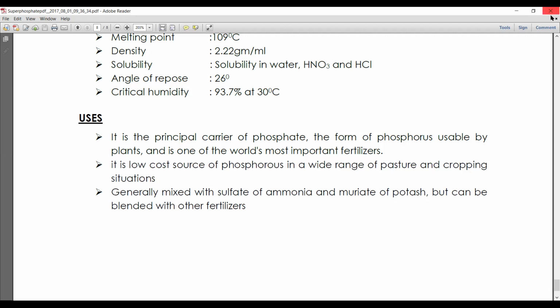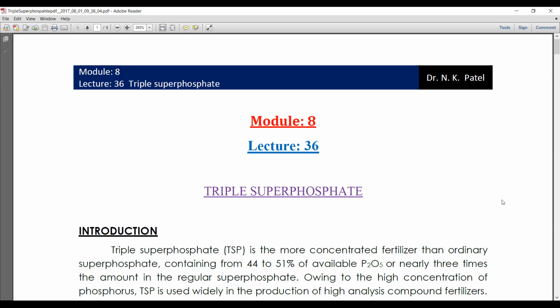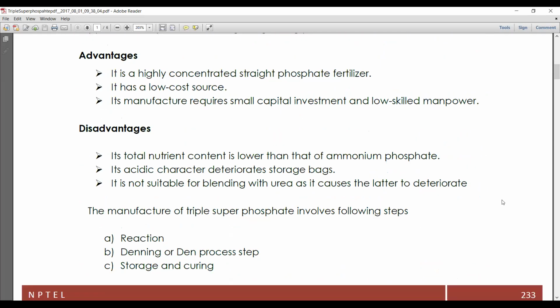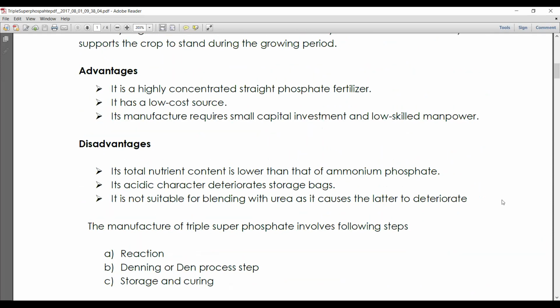Now we will talk about the triple superphosphate. So this is triple superphosphate, a more concentrated fertilizer. वहां पे एक ही single superphosphate था, यहाँ पे triple है, 3 गुना concentration ज्यादा है इसमें. Advantages and disadvantages of this triple superphosphate are given here. Manufacturing of triple superphosphate involves the following steps.